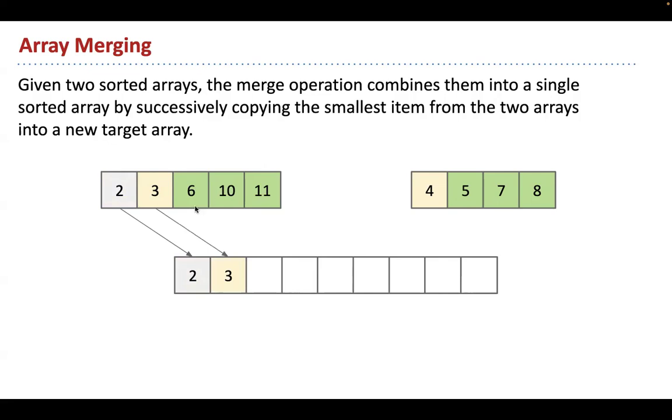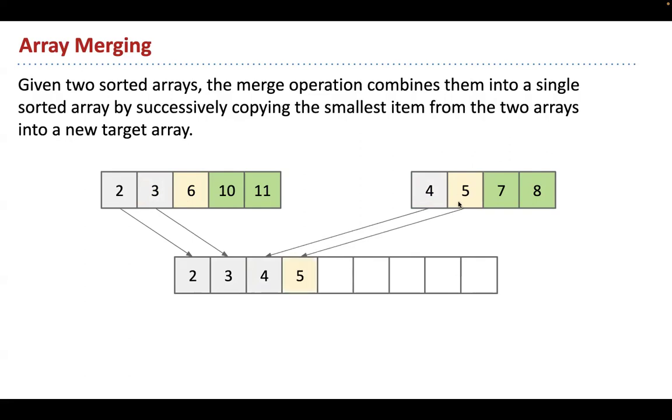Then I ask again, what's the smallest thing on the left side? Well, it's 6. What's the smallest thing on the right side? It's still 4. It's still waiting to be copied. This time, 4 is less than 6. So we'll copy the 4. Okay, good. What's next? On the left, the 6 has not been copied, still the smallest item that has not been copied. On the right side, 5 is the next thing to be copied. Which one is less? Well, it's 5, so I'll copy the 5.